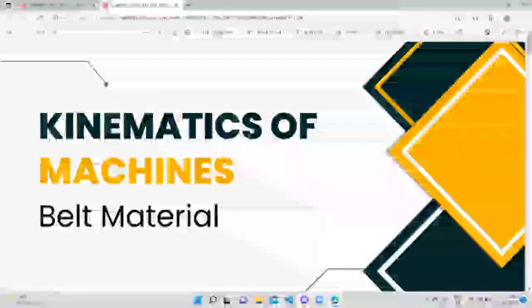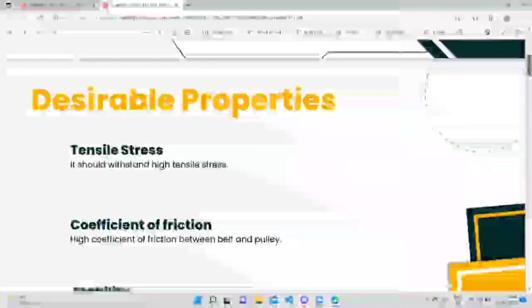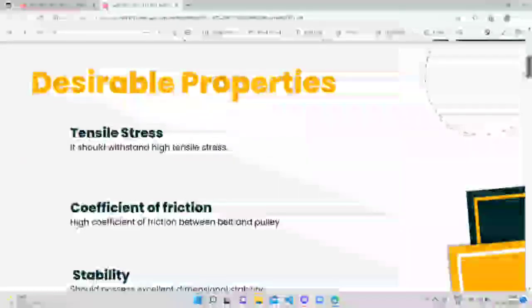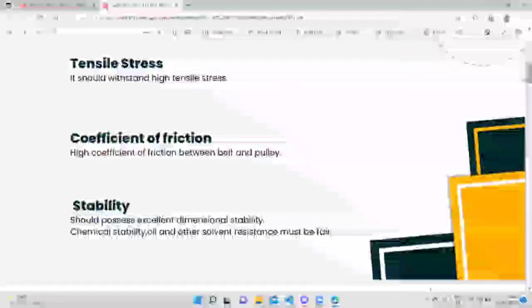This is IPC year of kinematics of machine, and the topic given is belt material types. What are the desirable properties for belt material and types of it? The desirable properties are, first one, tensile strength. The belt material should withstand high tensile strength. Second one is coefficient of friction. It should possess high coefficient of friction between the belt and the pulley.